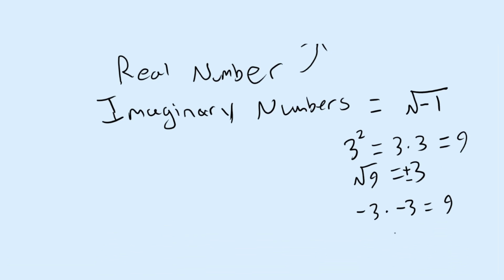Now, the important thing here is, what's the square root of -9? What if I ask you that? Well, you can't find it within all the real numbers, because it doesn't matter what two numbers you multiply, it'll never give you -9. 3 times 3 and -3 times -3 both still give you positive 9. There's no way to get -9 in the real number area. That's why we use imaginary numbers, and we express the square root of -1 using the letter i.